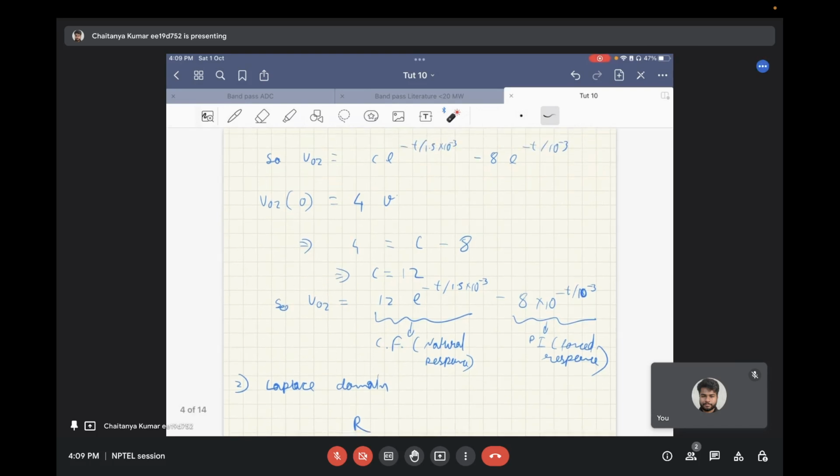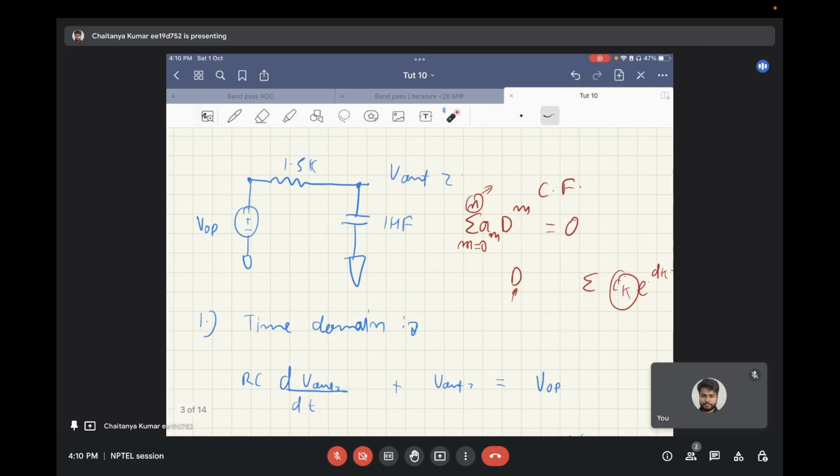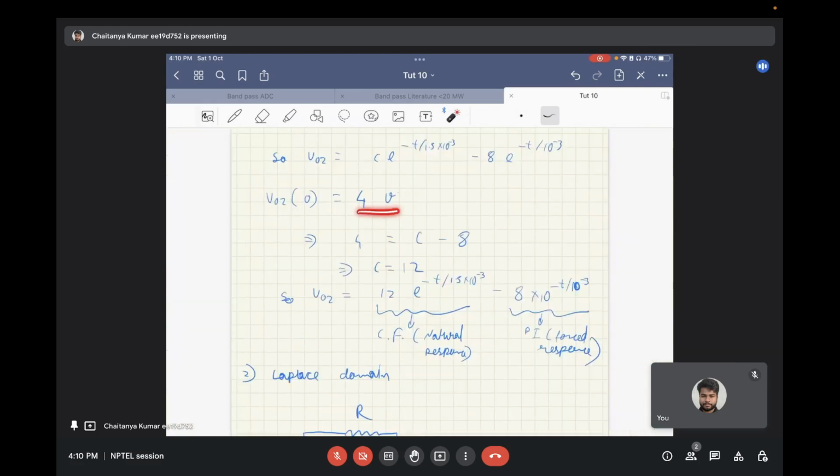Now you need to find the value of C. To find it, you need to look at the initial condition. Initially, at t equal to 0 minus, the output Vout1 is equal to 1, as mentioned in the question. If Vout1 is equal to 1 and the gain of this amplifier is 4, then VOP will be 4 volts, and the same will come out at Vout2 also, because in steady state the resistor can be considered as a short circuit. So Vo2 is equal to 4 volts.